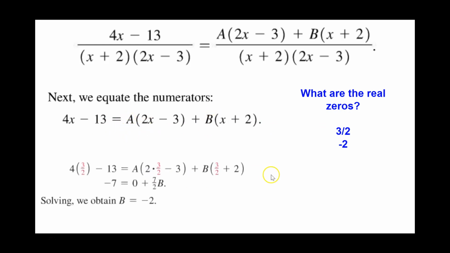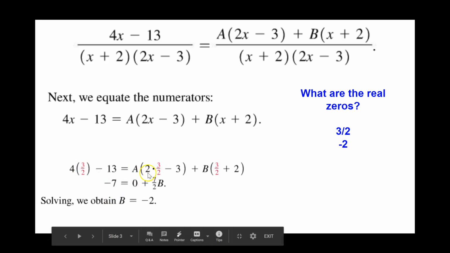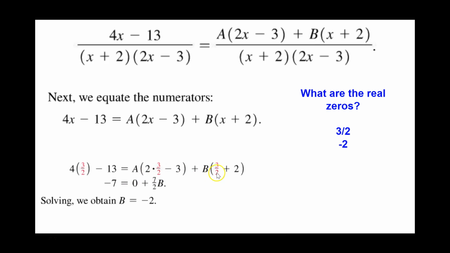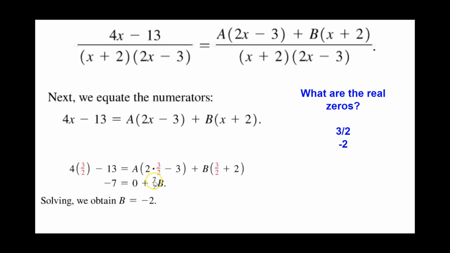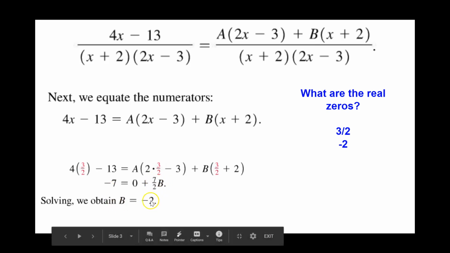So if I did 3 over 2 first, I did it here, here, and here, we see that this part over here, once we do the math, equals -7. When we do this part, this becomes 0. And then 3 over 2 plus 2 becomes 7 over 2 times b. Since this is being multiplied together, to get b by itself, we take this over and divide, and we get -2. -2 for b.